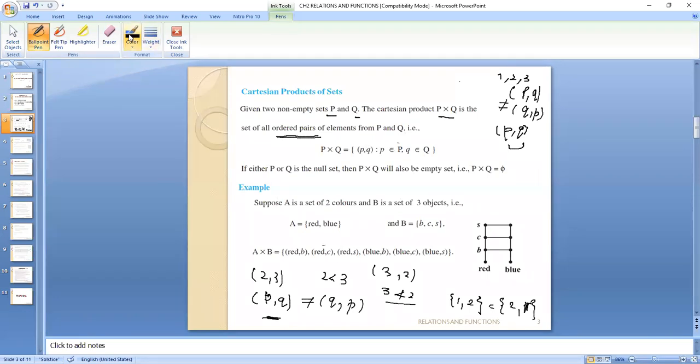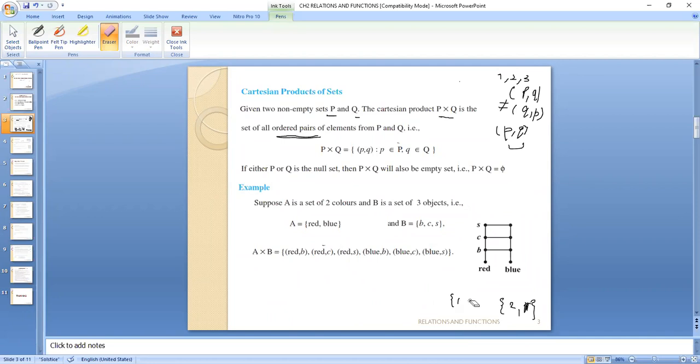Writing, multiplying the two sets is very easy, so we will learn it with the help of an example. So the example is, suppose A is a set of two colors, right? We are taking two colors, red and blue. And B is a set of three objects, any objects you take. So I'm naming the objects B, C and S. You can make this diagram also for your convenience, with two vertical lines and three horizontal lines, or you can do it directly also. This diagram is optional, it is not compulsory.